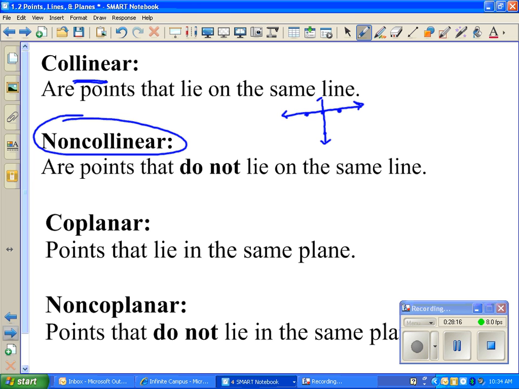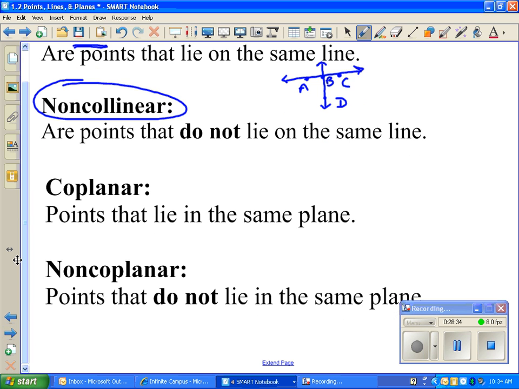Did I lose you? Maybe. Got a picture like this, and named it A, B, C, D. They say name 4 non-collinear points. Well, I can choose A, B, C. There's 3 collinear ones, right? But the 4th one can't be on the same line. D.